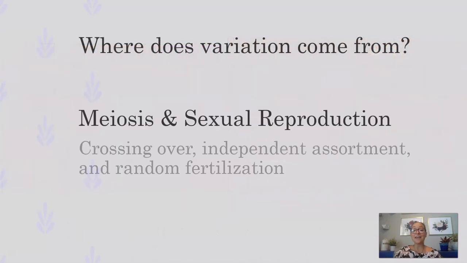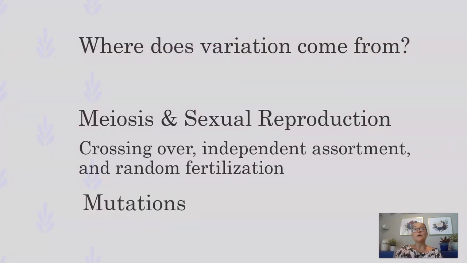Now another source of variation is mutations. Mutations are the ultimate source of variation. Populations can be individuals that reproduce through sexual reproduction or through asexual reproduction. And asexual reproduction is basically making identical offspring. So mutations would be the source of variation in an asexually reproducing population.